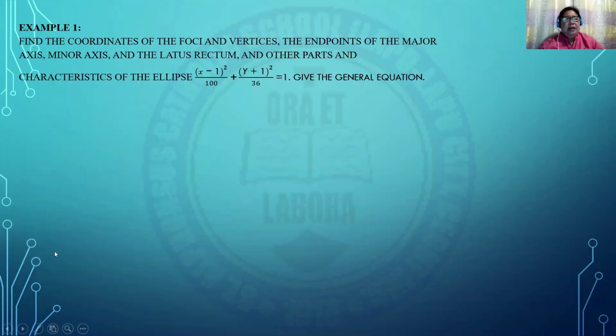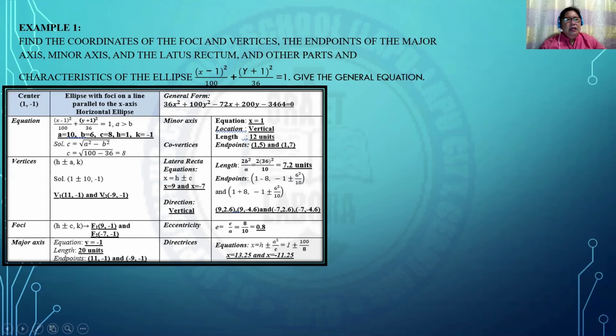Let us have an example. Find the coordinates of the foci and vertices, the endpoints of the major axis, minor axis, and the latus rectum, and the other parts and characteristics of the ellipse. Given the square of x minus 1 over 100 plus the square of y plus 1 over 36 equals 1, and give the general equation. So, these are now the results.